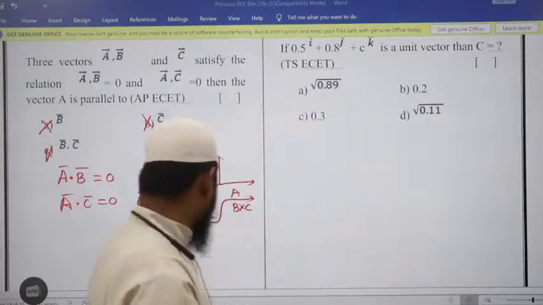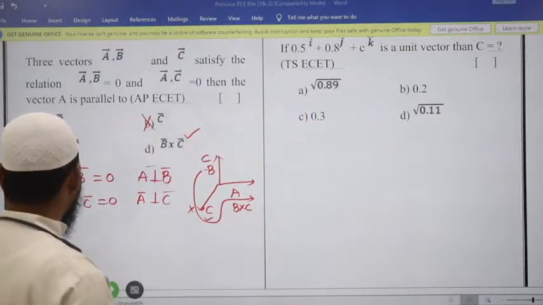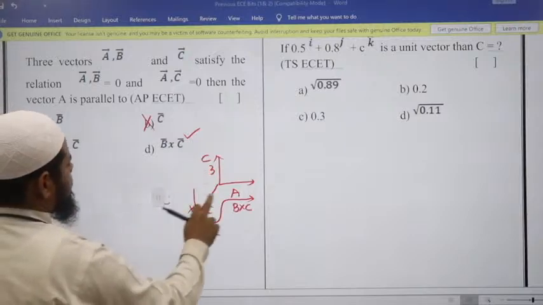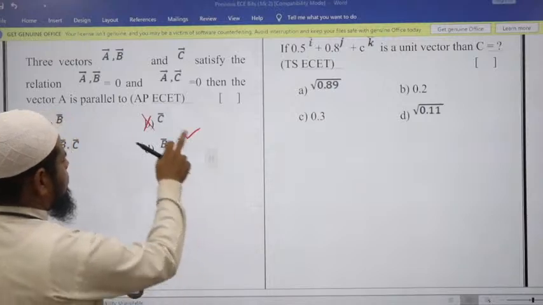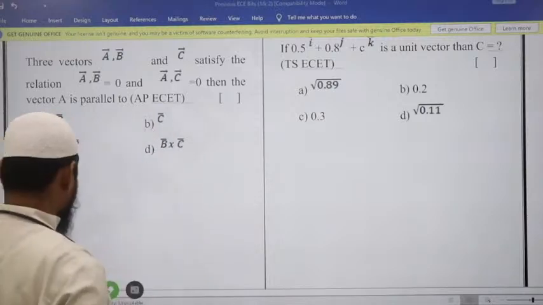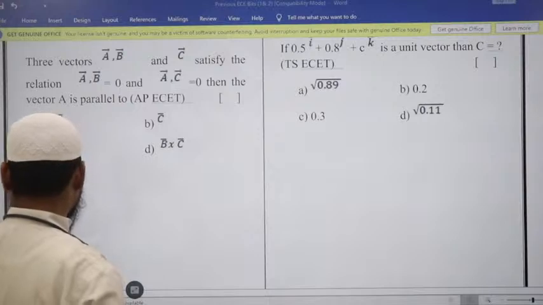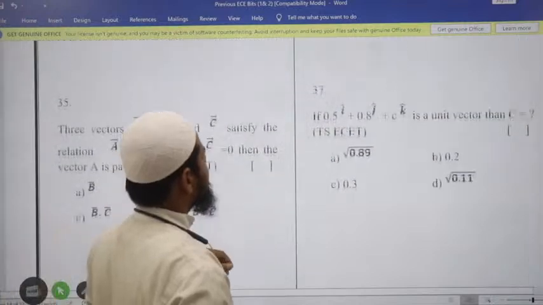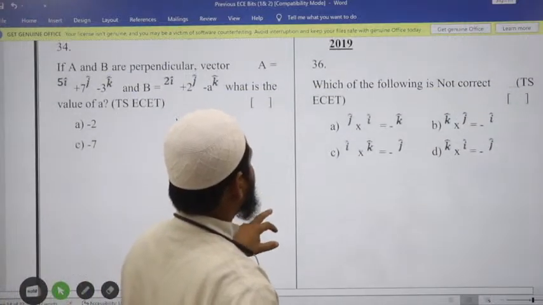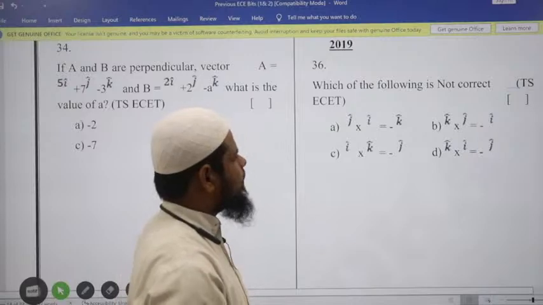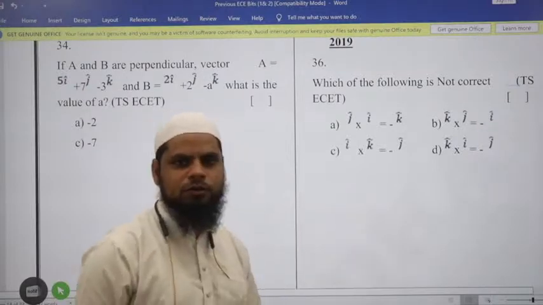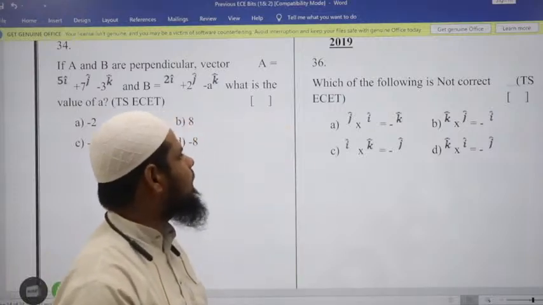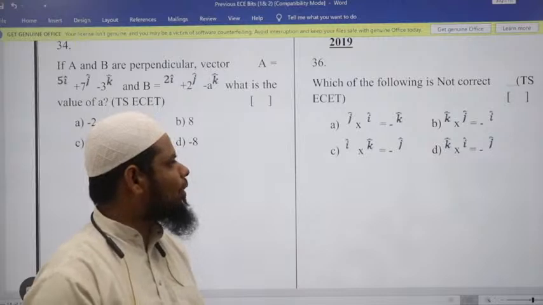Okay, very good, fine. The next, move on. After 35, move on to 36. This is a 2019 problem. Which of the following is not correct?